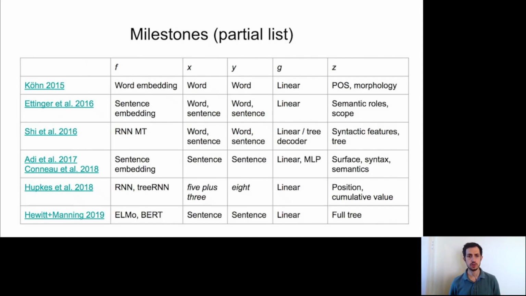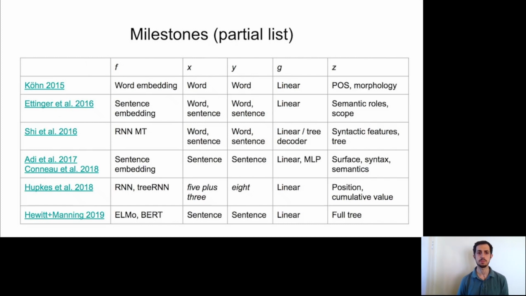So a few historical milestones for the probing classifier approach, and this is a partial list. But initially, this idea was used to study word embeddings, static word embeddings. And here, the function f is a word embedding. The input x is a word. The original output y is also a word in most cases. And our classifier G is perhaps a linear classifier. And some of the linguistic properties Z we might look at are part of speech or various morphological features.